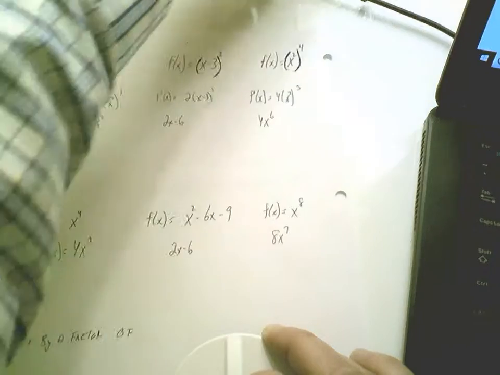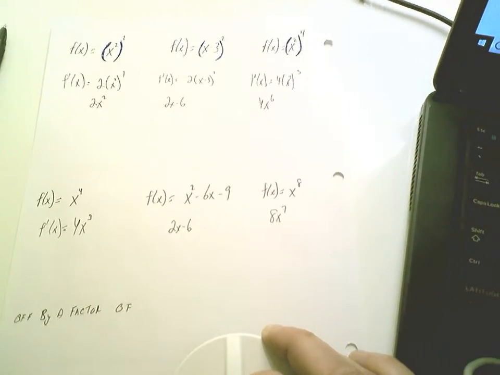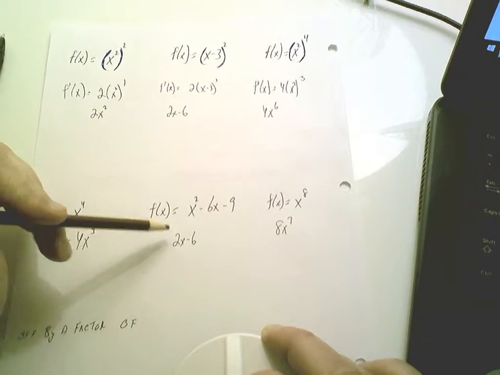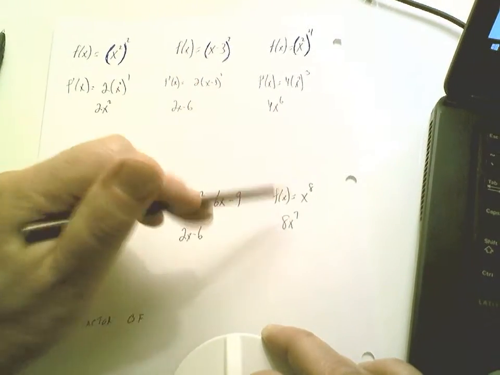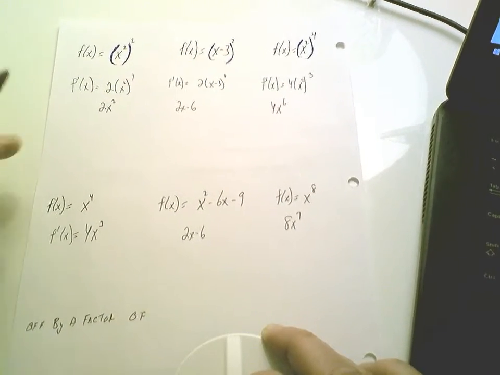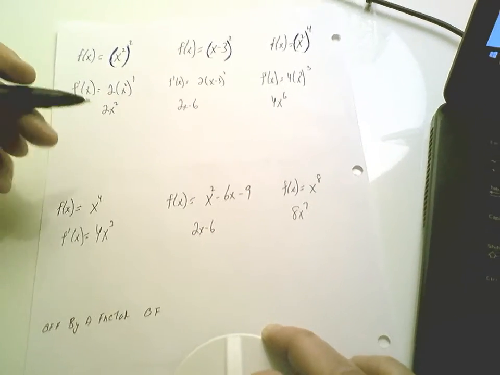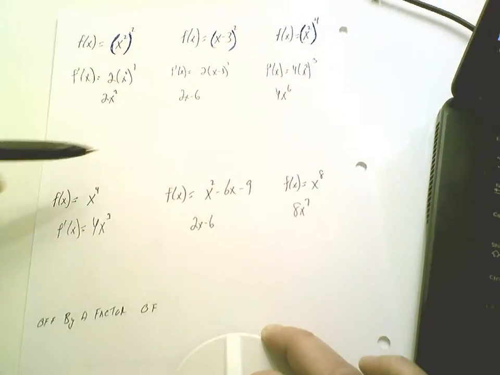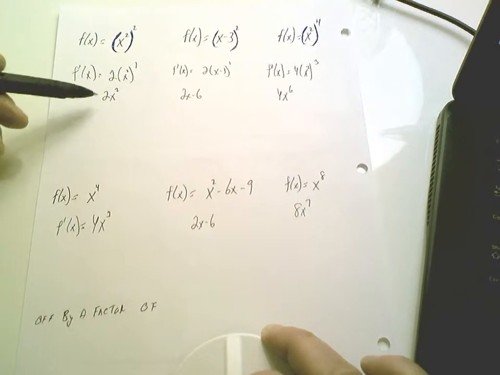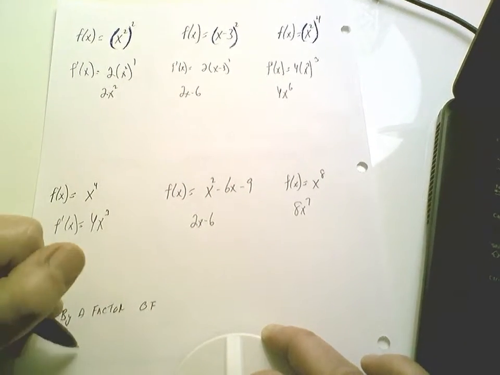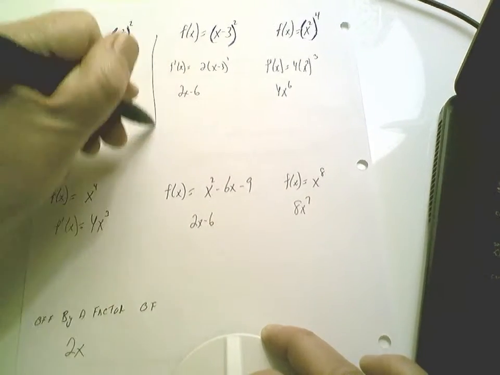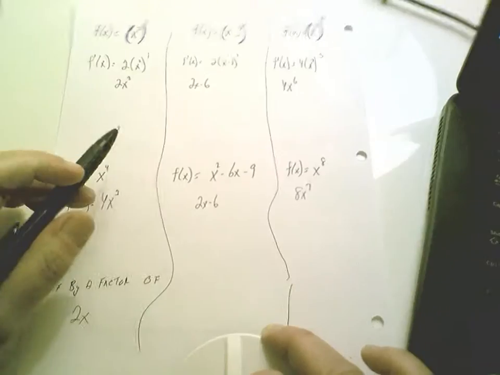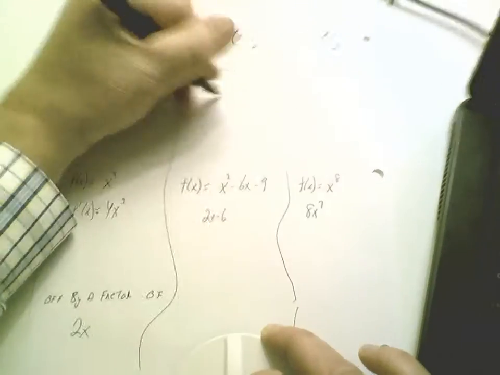What I next asked you to do is compare the answers. 2x squared against 4x cubed. 2x minus 6, 2x minus 6. 4x to the 6th, 8x to the 7th. And I asked you, are they off by anything? Well, yes. These are the true answers, by the way, down at the bottom. From 2x squared to 4x cubed, I'm off by a factor of 2x. So I'm going to break these things up very quickly. My derivatives matched. I'm okay.